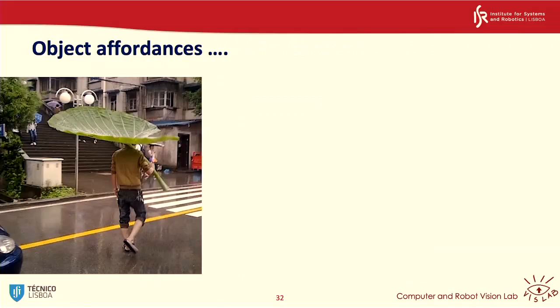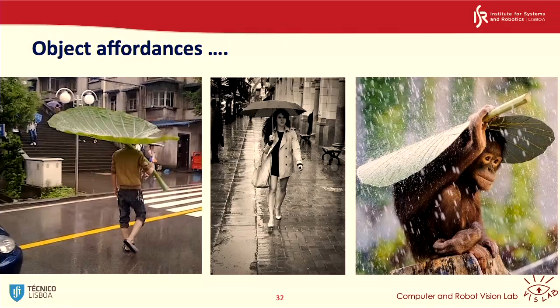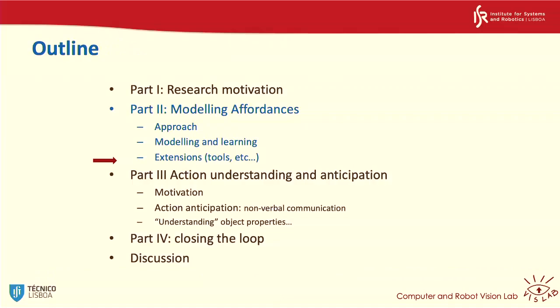Just to understand that we are on the same page, what object is this? This is easy, okay? This is an umbrella, no doubts about this. Clearly the same. So it's primarily the functionality that defines what an object is at the end of the day. And so we humans have discovered this, and we are not alone in this exciting discovery.